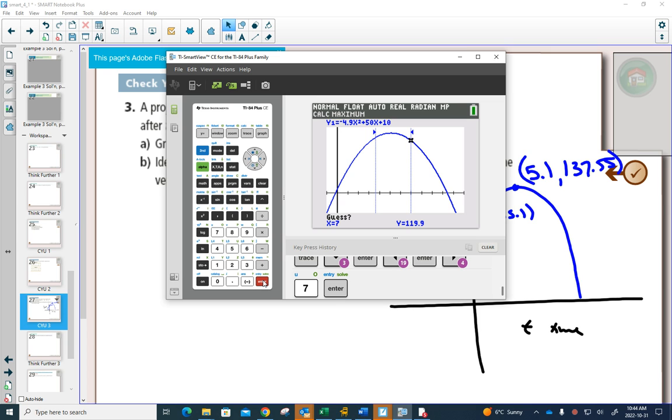So when it says guess, you go, I think it's going to be there, and push enter, and then it tells you exactly that it's at 5.10 and 137.55, the same that Desmos did.